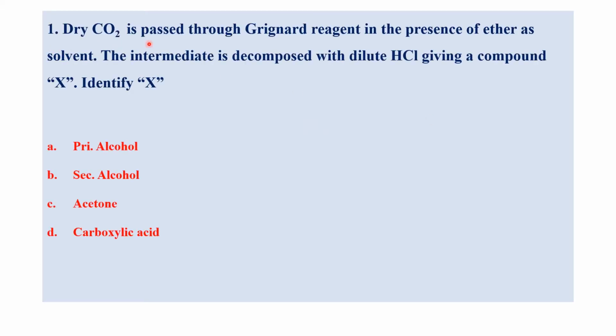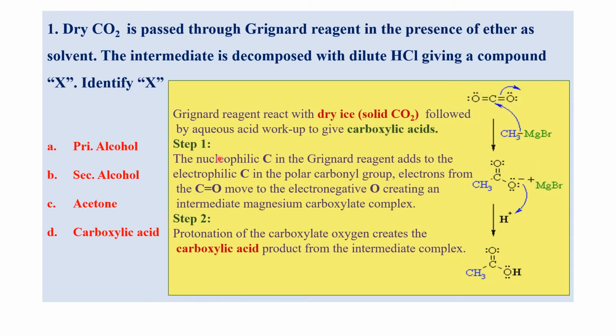Dry carbon dioxide is passed through Grignard reagent in the presence of ether as solvent. The intermediate is decomposed with dilute hydrochloric acid, giving a compound X. Identify X, whether it is primary alcohol, secondary alcohol, acetone, carboxylic acid. So we will look at the information table.